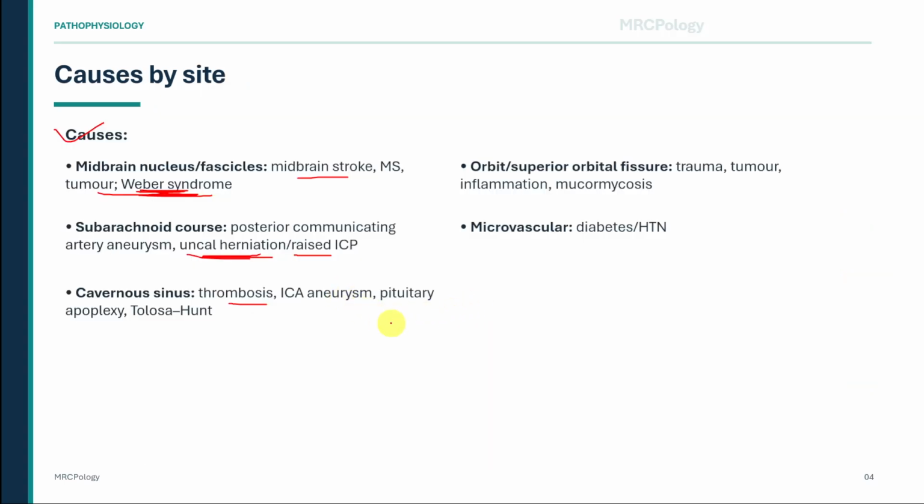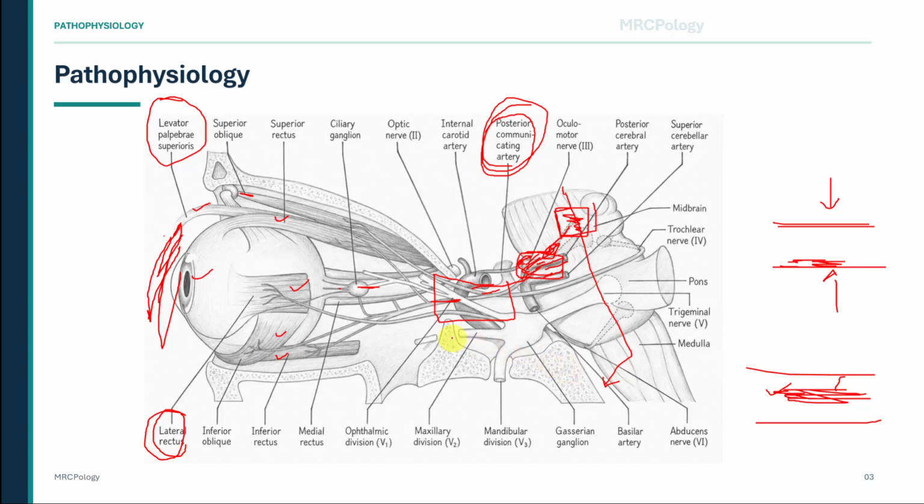Pituitary apoplexy is another important mimic and cause. This is sudden hemorrhage or infarction into a pituitary tumor. Patients may present with sudden severe headache, visual field defects, ophthalmoplegia, hypotension, or altered consciousness. The urgent management includes steroid replacement if adrenal insufficiency is suspected, along with endocrine and neurosurgical assessment.